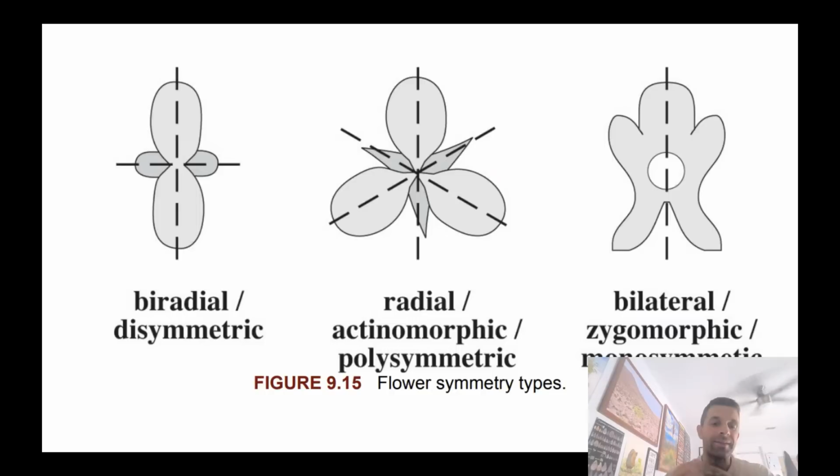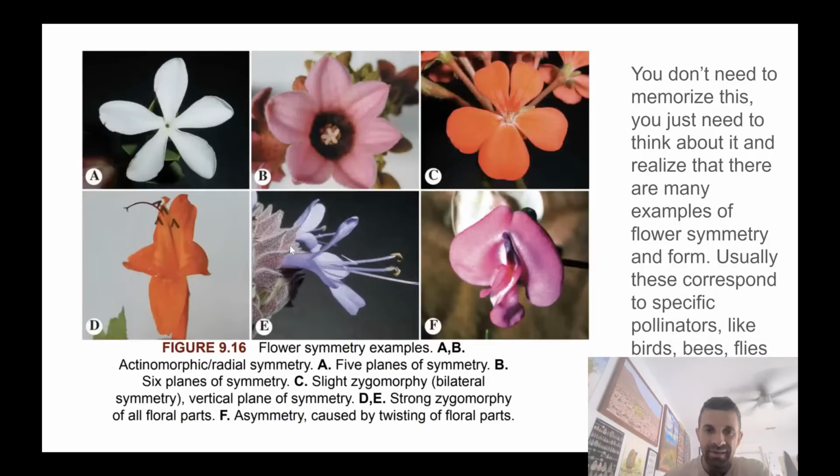All right, biradial, disymmetric, radial, actinomorphic. You don't need to remember all these different words. I'm just showing you what's possible. Bilateral. You can see there's a bilateral flower. Radial, actinomorphic, etc. Different variations on a theme. All right, different kinds of flowers that are out there.